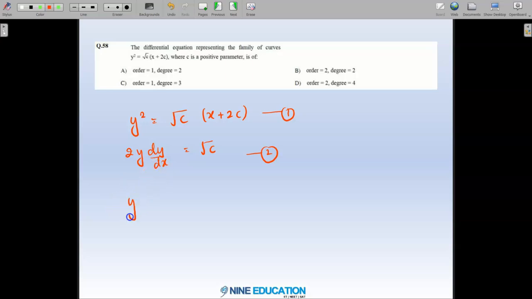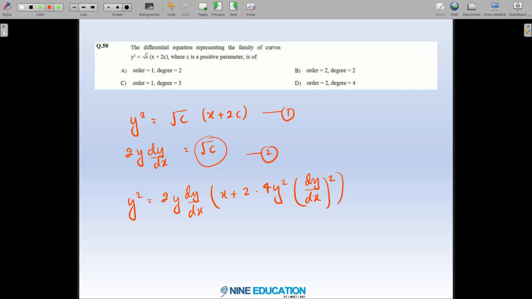So I can say y square is equal to, instead of root c, I can write 2y dy by dx, times x, plus 2 times, in place of c, I will square the second equation and write 4y square dy by dx whole square. So in that way there is no arbitrary constant remaining in the equation.